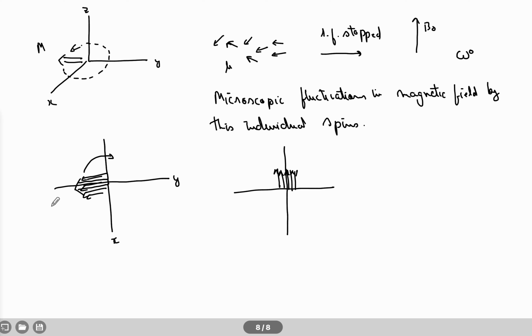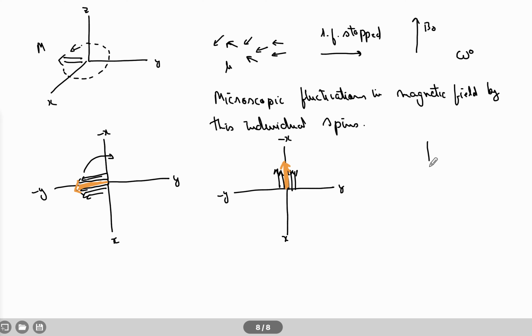The bulk magnetic moment, let me draw the bulk with a color so that I can differentiate it. Now bulk is also along minus y axis. This is minus x axis. From minus y, all of them have moved by the same angle, but this situation is not there for a long time because of these fluctuations in magnetic field due to the magnetic field of individual spins.